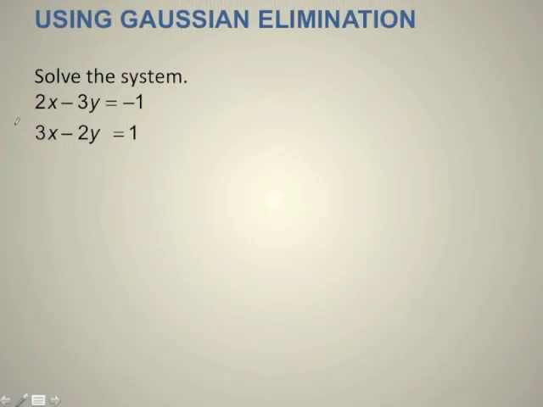Here's another one to try. So let's get it in matrix form first. That will give me 2, -3, -1, and 3, -2, 1. Our first objective will be to get this to be a 1. And the way I'm going to do that is, in place of this row 1, I'm going to take row 2 and subtract row 1.